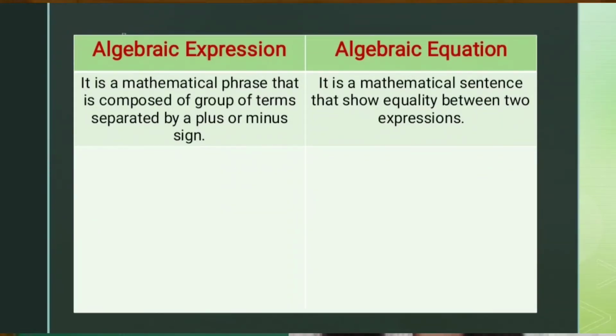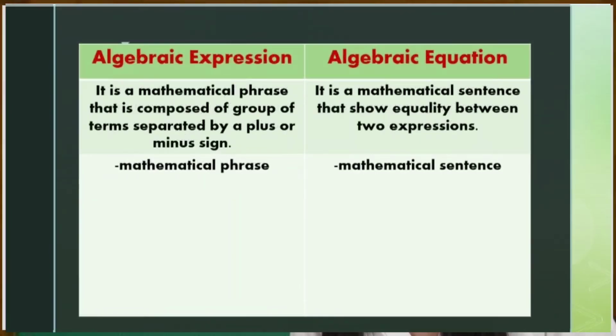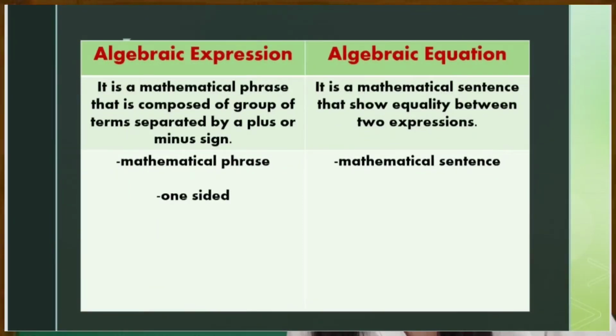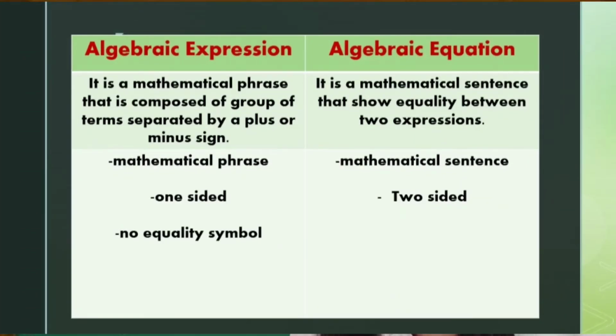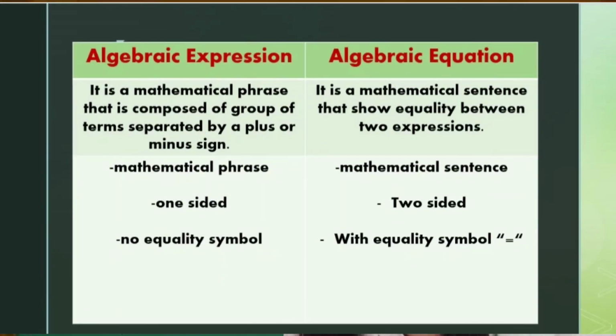So, an algebraic expression is a mathematical phrase, while an algebraic equation is a mathematical sentence. An algebraic expression is one-sided, while an algebraic equation is two-sided. Algebraic expressions have no equality symbol, while an algebraic equation has the equal sign symbol.